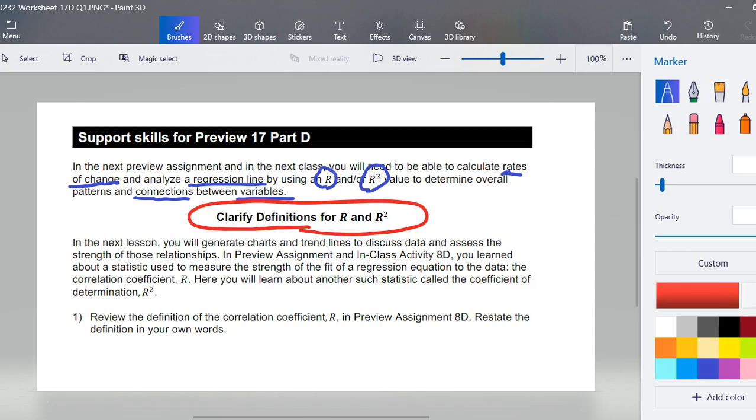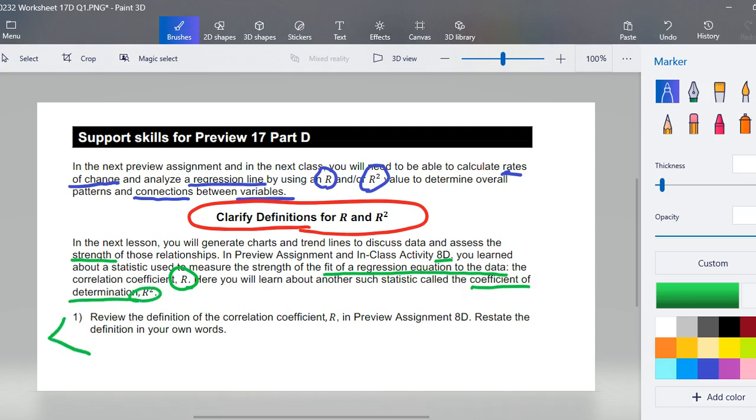In the next lesson, you will generate charts and trend lines to discuss data and assess the strength of those relationships. In previous assignment and in class activity 8D, you learned about a statistic used to measure the strength of the fit of a regression equation to the data. It was the correlation coefficient, R. Here, we're going to learn about another such statistic called the coefficient of determination, which is R squared.